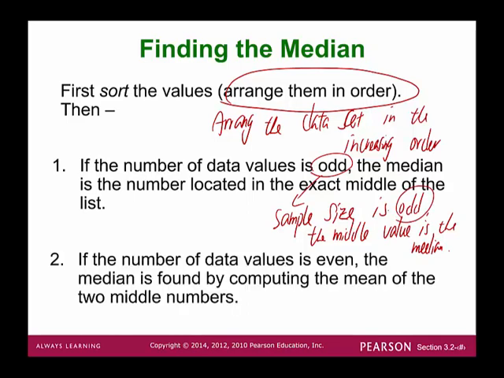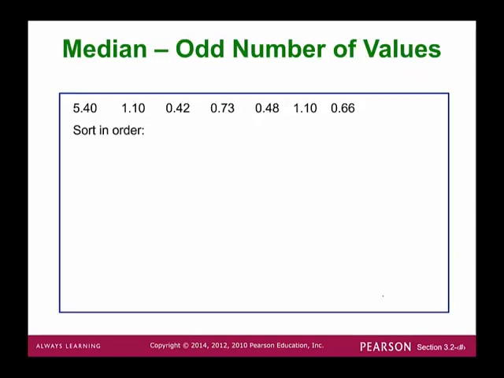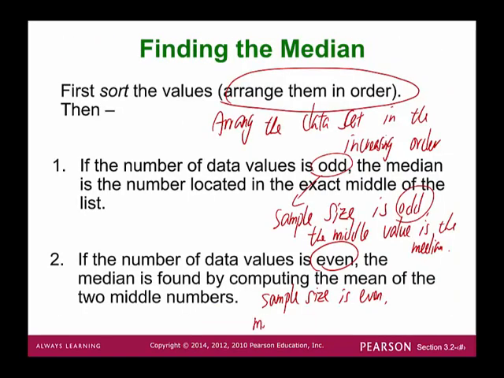And if the number of data values is even, then the median must be computed by adding the middle two and dividing by 2. So basically averaging the middle two. If the sample size is even, then the median is the average of the middle two values.